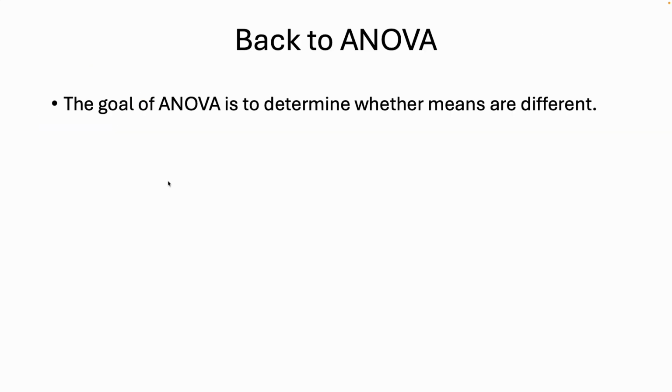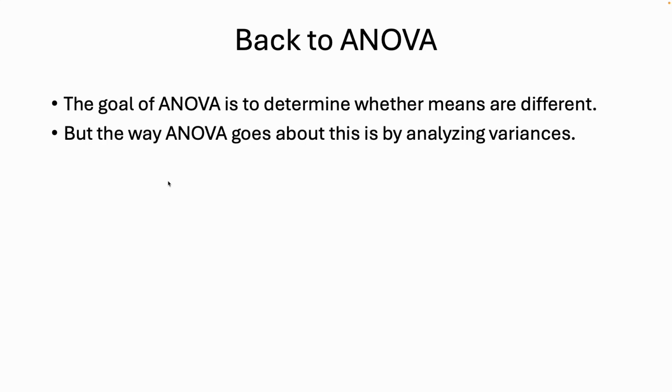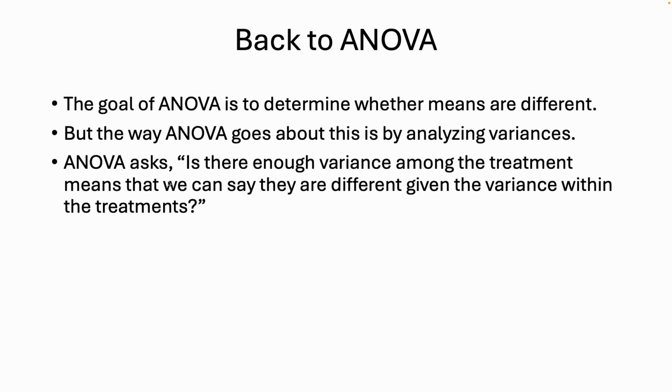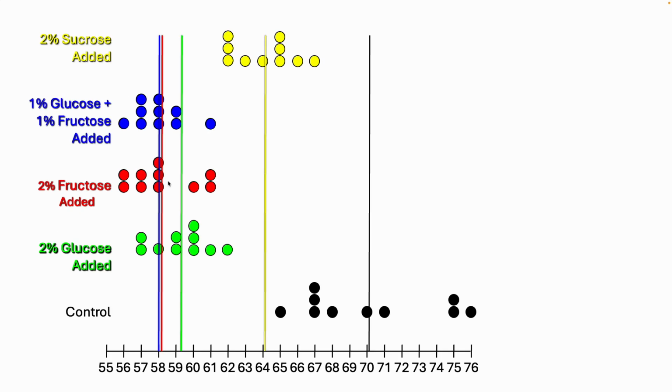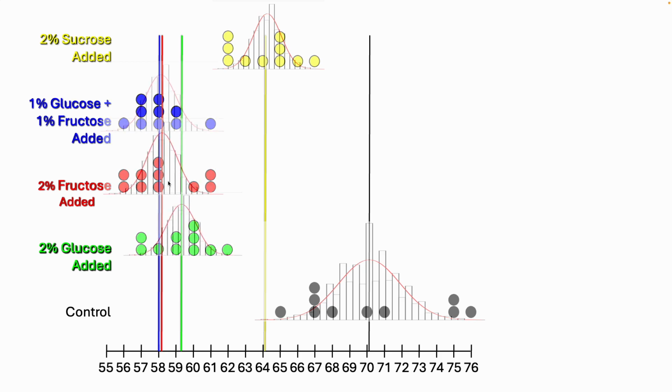So getting back to ANOVA, the goal of ANOVA is to determine whether means are different, but the ANOVA goes about this by analyzing variances. The ANOVA asks, is there enough variance among the treatment means that we can say they're different given the variance within the treatments? So going back to the sugar water plant growth example, we have the means, and imagine that we have the distribution of sample means around that mean. Distribution of sample means here, here, here, and here.